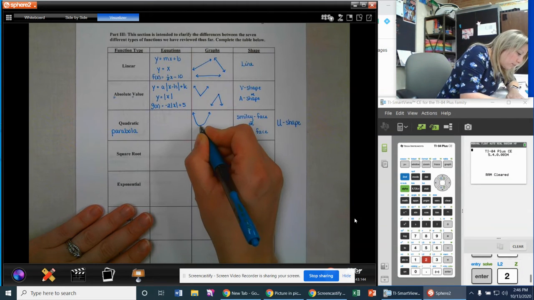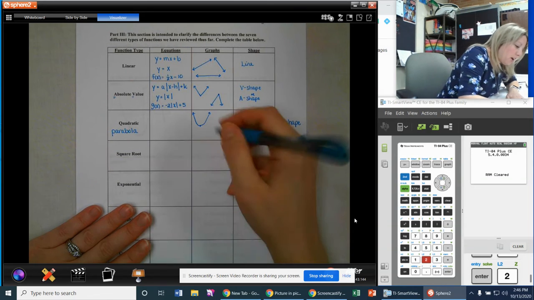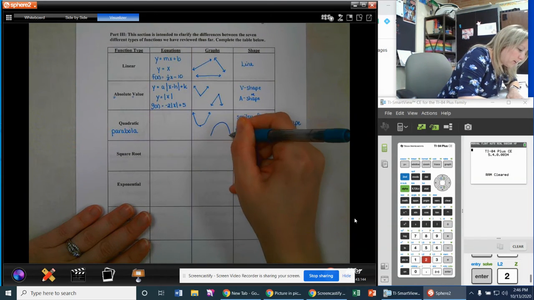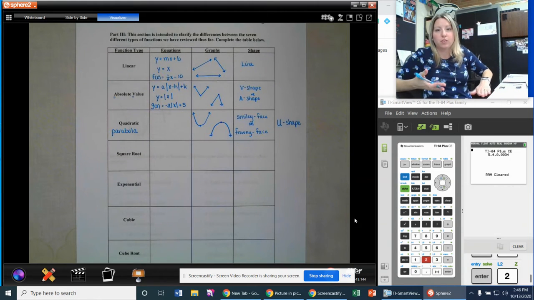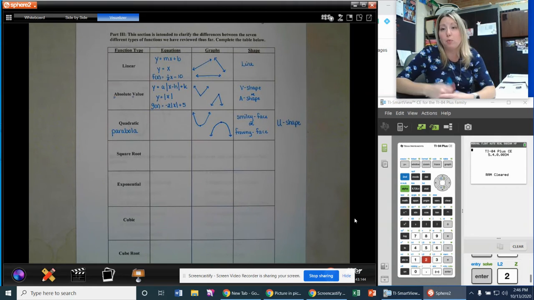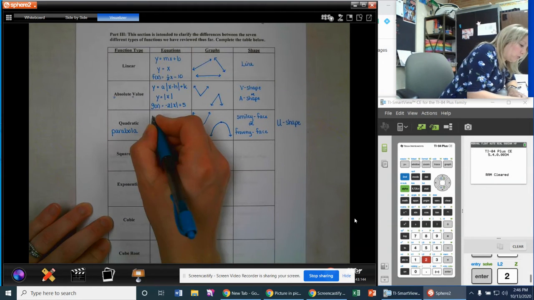Smiley face, and notice there's a vertex down here. There's a point that's a bottom and then we turn back around. And frowny face: notice there's a point that's like a top and then we turn back around. Those are the vertex points. When we discuss quadratics in more depth, we're actually going to find those vertex points, those maximums and minimums.